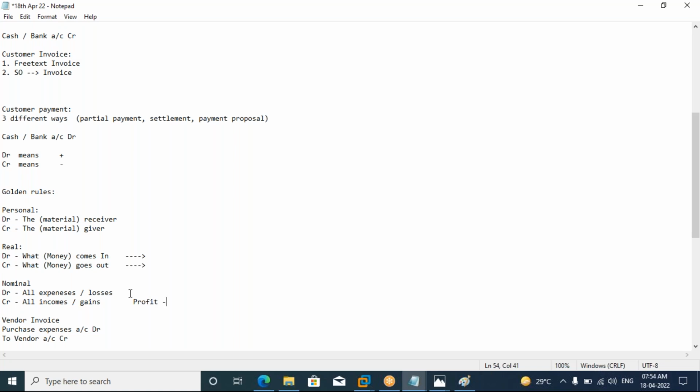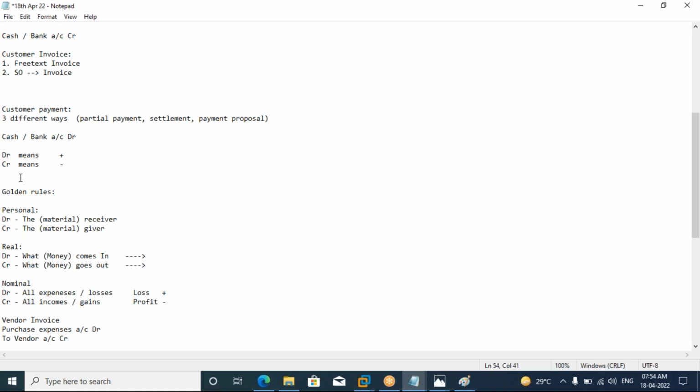This is a lot of confusion for commerce people. Here, loss is showing positive. Loss is showing positive. Profit is showing negative on the nominal side. It is the opposite person, opposite side.